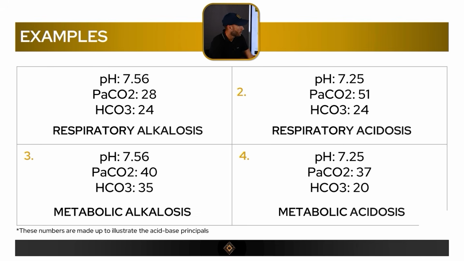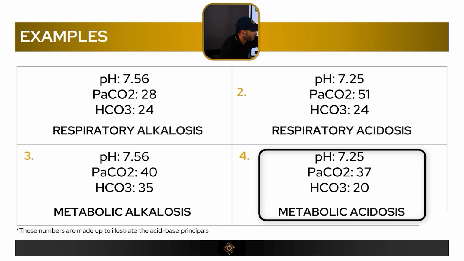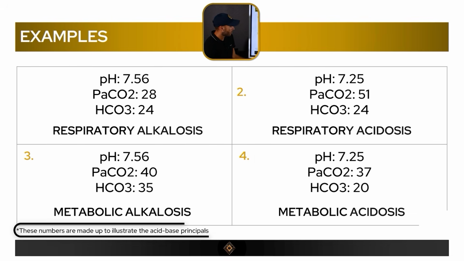And finally, I have a patient who is in an acidosis with a normal CO2 and I got 20 on my bicarb. Bicarb's a little low. What do we got? We got a metabolic acidosis. And check it out here, folks. Okay? And folks, again, these numbers are made up to illustrate the acid-base principles, so don't take them to heart. These are just to explain to you the process.